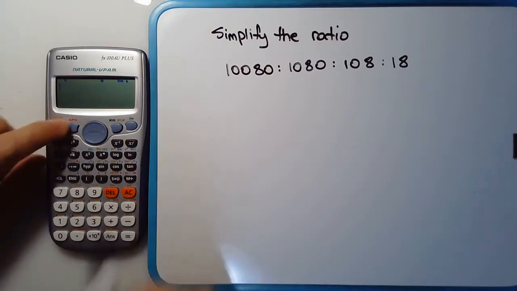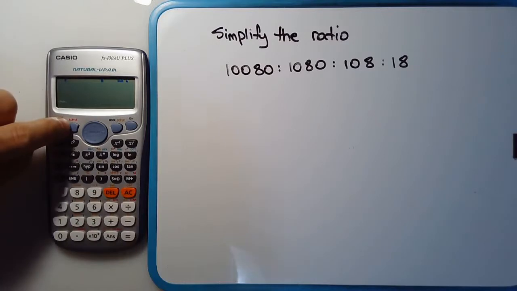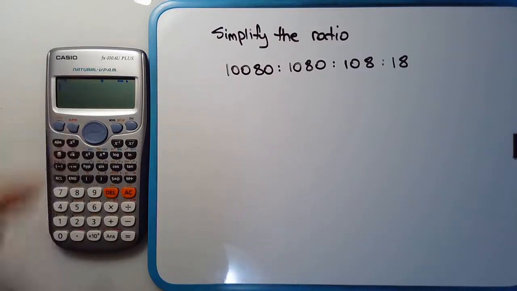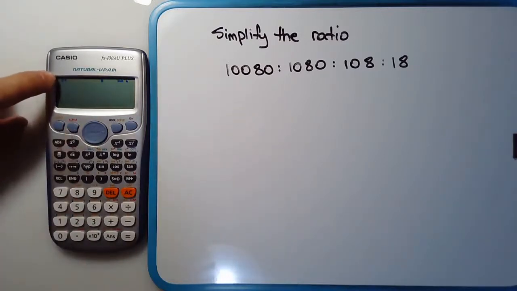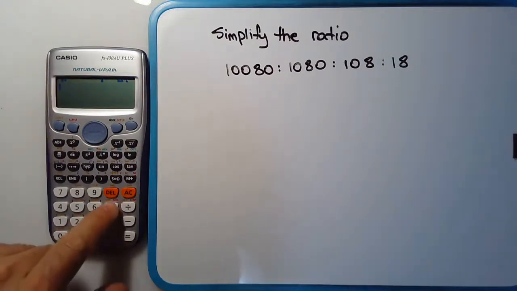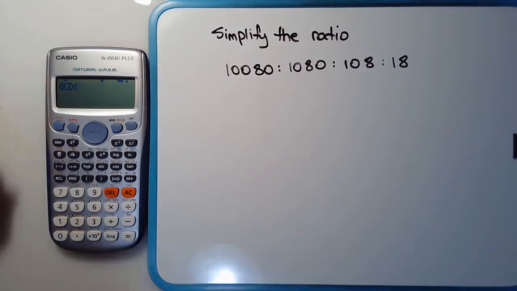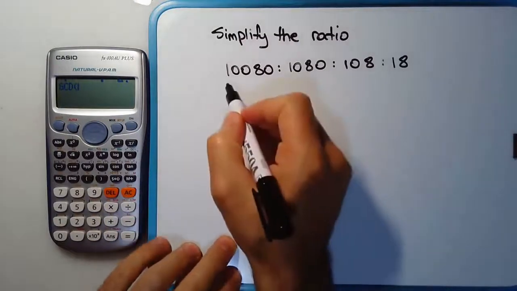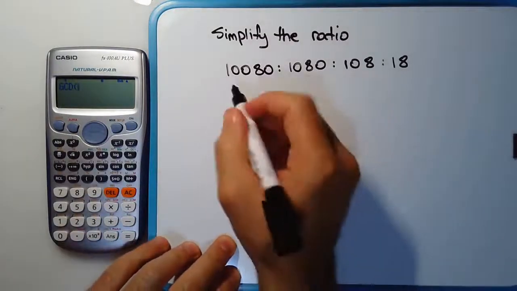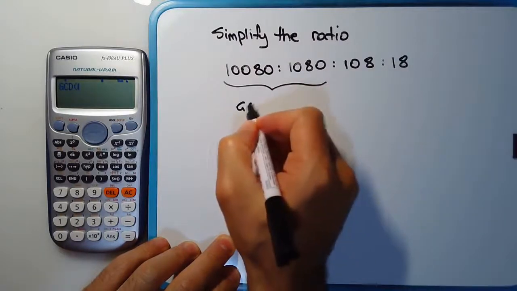So the way we invoke that is anything in red on the calculator, you need to press the alpha key first. So press alpha, a little a will come up on the top left hand corner of the screen. Press the multiplication key and you'll see the letters GCD come up with an opening bracket there. So what we're going to do is find the GCD of the first 2 numbers, the first 2 terms.